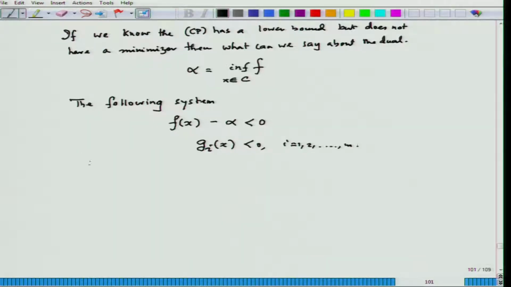This system has no solution. Now, if the system has no solution, then what can we further say? Before we get into any other thing, let us reiterate that we assume that the Slater condition holds.